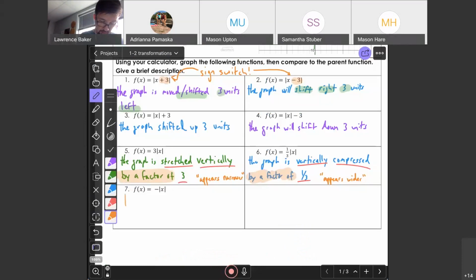So the graph, different color, is reflected over the x-axis. Or you could say the graph is reflected vertically.